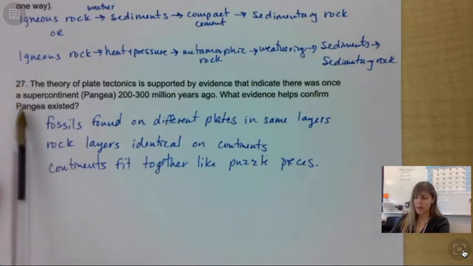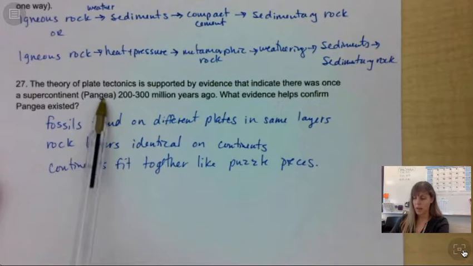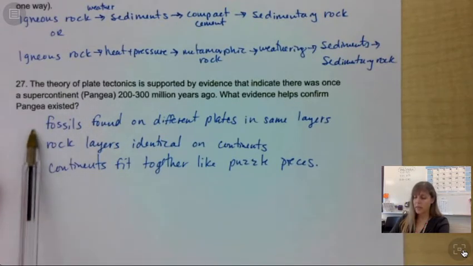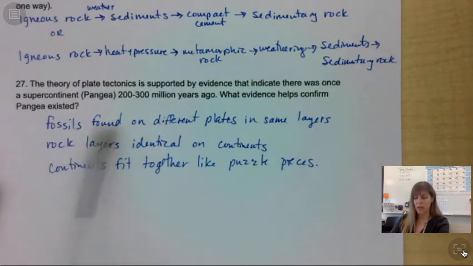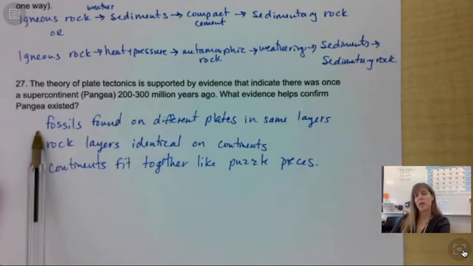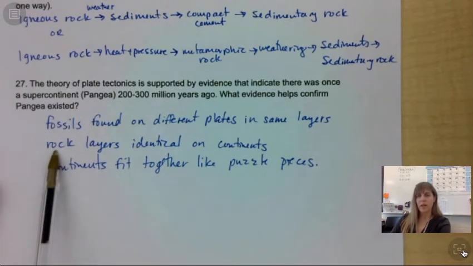Number 27, the theory of plate tectonics is supported by evidence that indicates there was once a supercontinent, Pangaea, 200 to 300 million years ago. What evidence helps confirm that Pangaea existed? So one of the pieces of evidence was that fossils found on different plates were in the same layers, and they actually connected, and those particular continents were so far apart that that being, that's now extinct, of course, could not have swum across the ocean, right? So matching fossils.